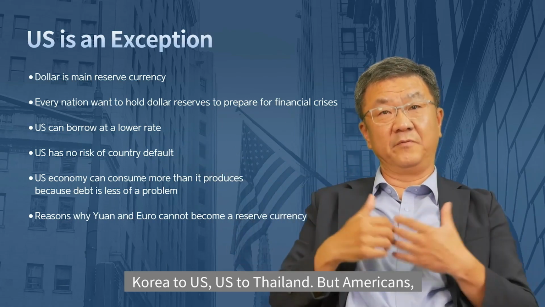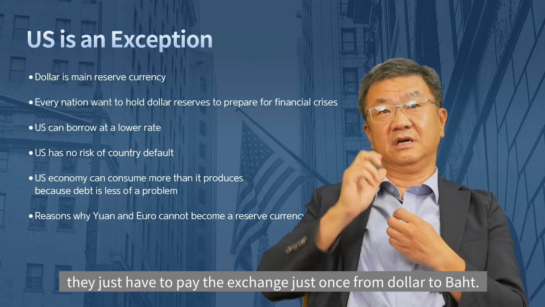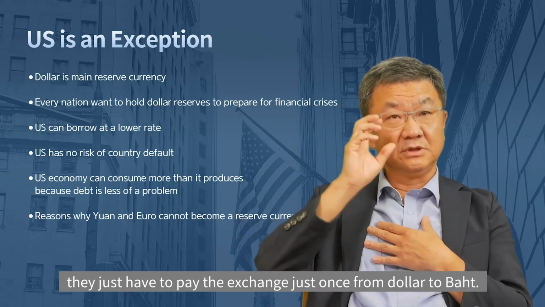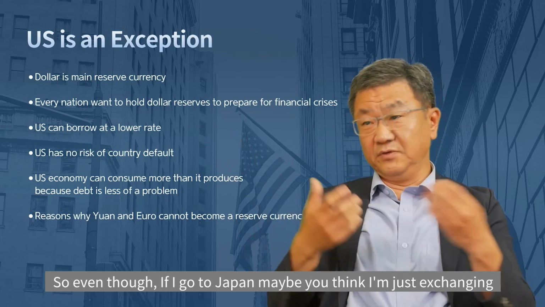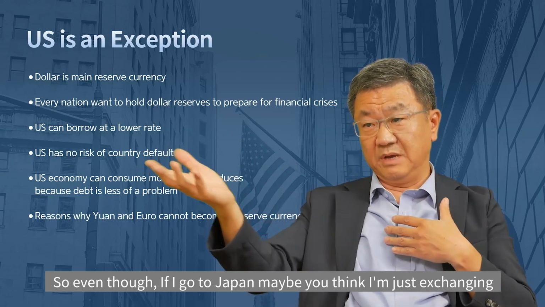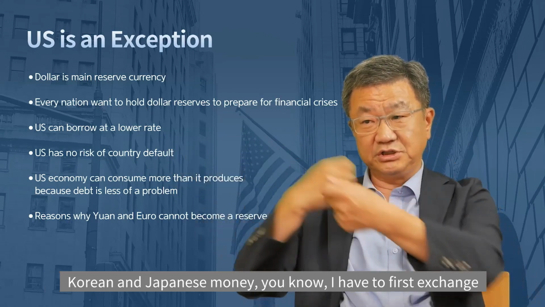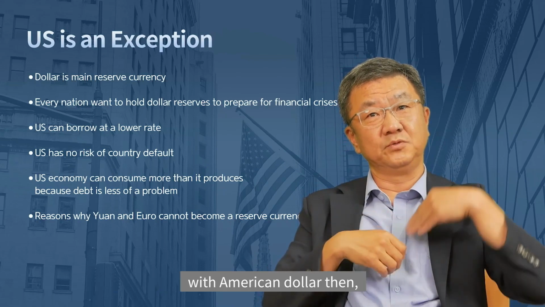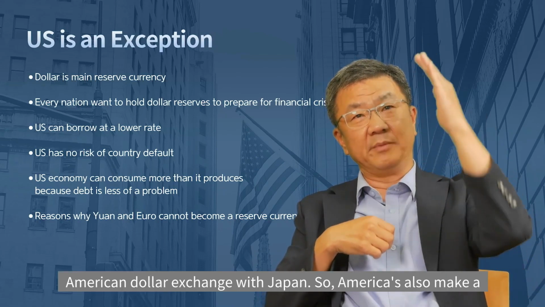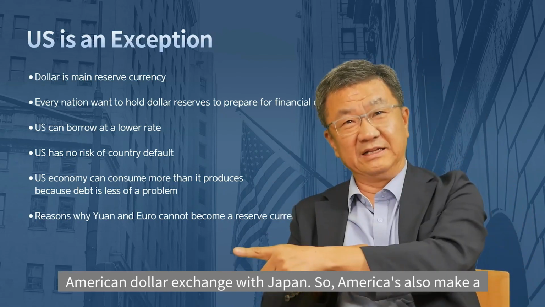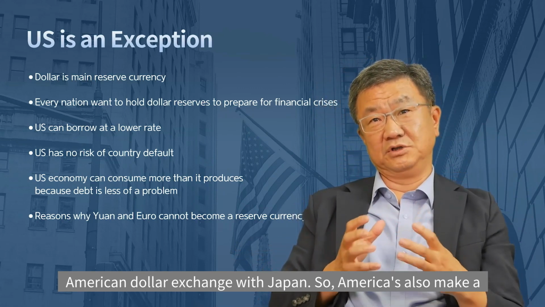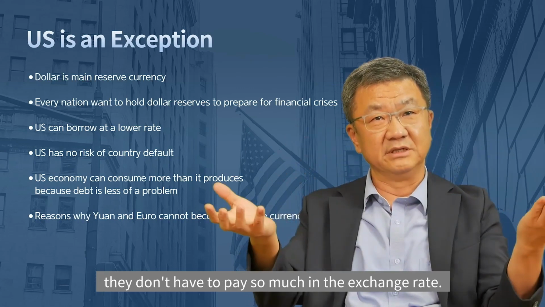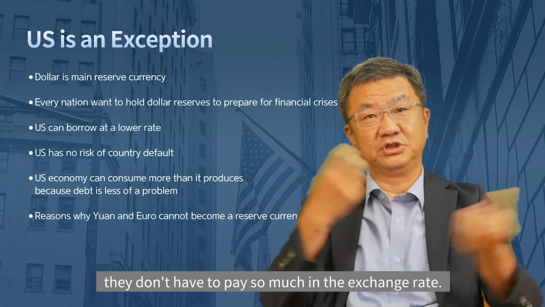But for Americans, they just have to pay the exchange just once, from dollar to baht, right? So even if I go to Japan, maybe you think I'm just exchanging Korean and Japanese money. No, I have to first exchange to American dollars, and then from American dollars to Japanese yen. So Americans also gain lots of benefit because in international investment, they don't have to pay so much in the exchange rate.